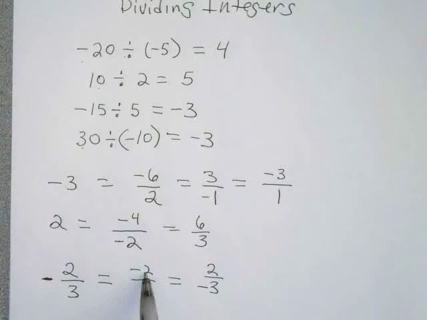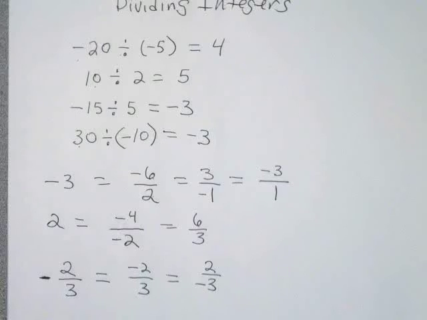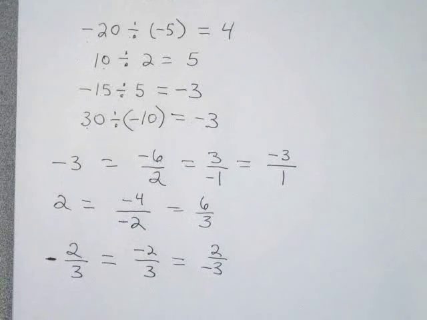If the numerator is negative and the denominator is positive, the whole fraction will be negative. Same thing, if the denominator has a negative symbol and the numerator is positive, the whole fraction should be thought of as negative. Sorry, I'm going to put that up to make sure everyone can see it. And that is dividing integers.